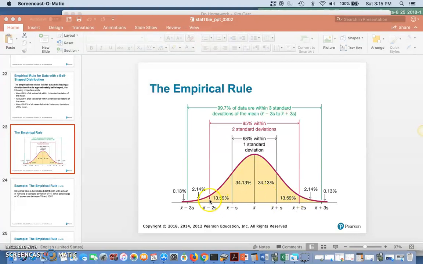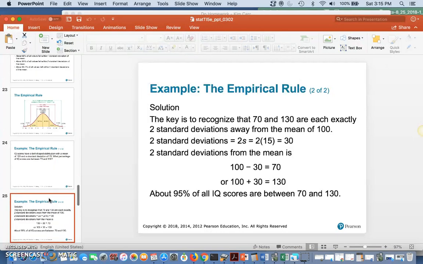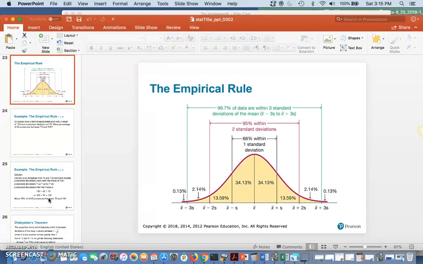And that's what we consider kind of normal, within two standard deviations. But within three standard deviations is 99.7. And so we will have a few questions that will ask us about the empirical rule. And there's the example of an empirical rule in your PowerPoints. Now let's look at our problem.